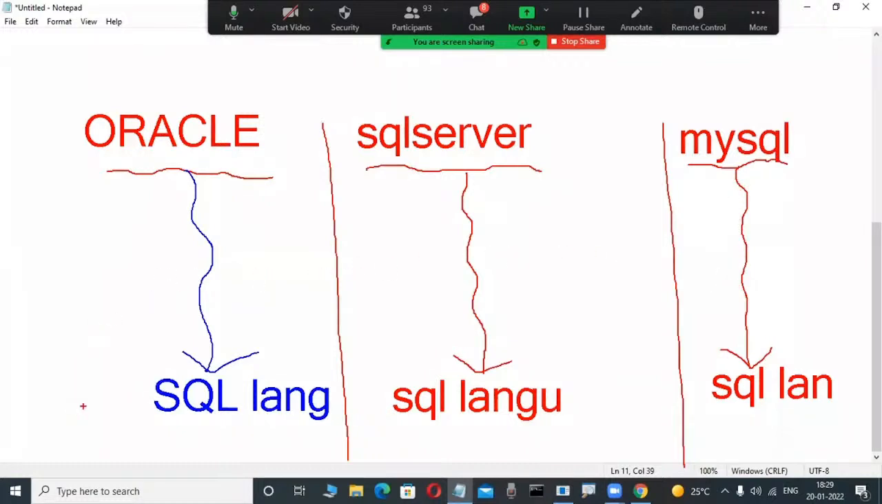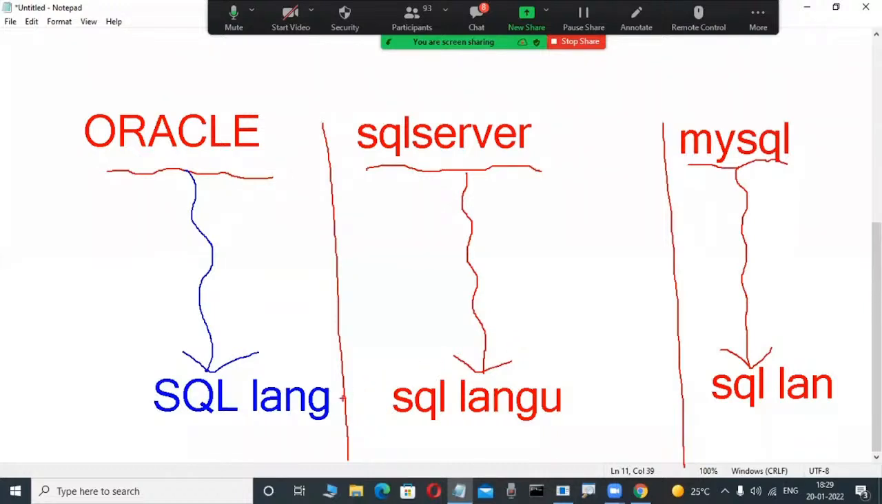These all persons are using what? A SQL language only, but are all these SQL languages the same or different? Only one answer is correct. Easy. Maybe some technical persons in our class can tell. Are all these SQL languages the same or different?